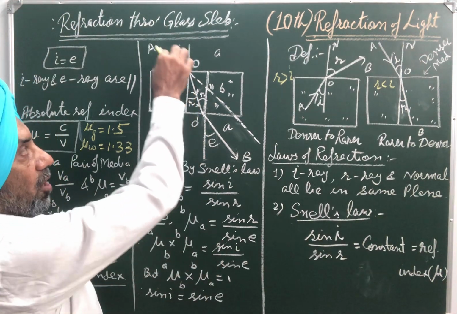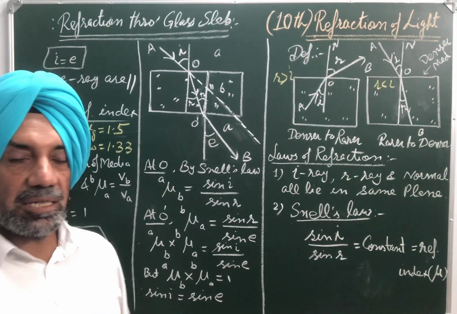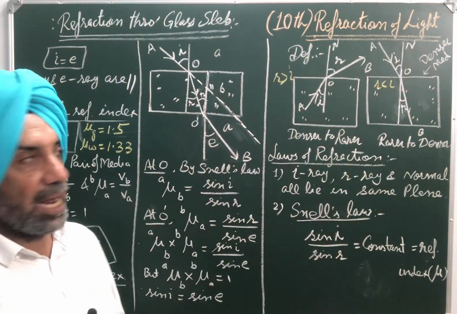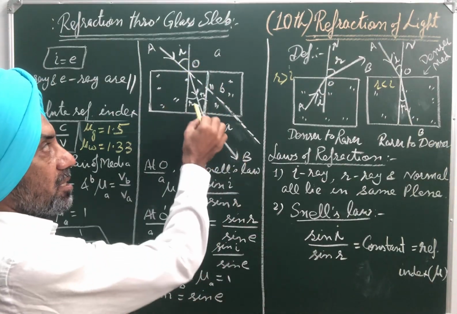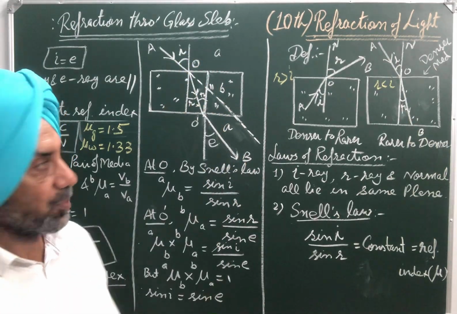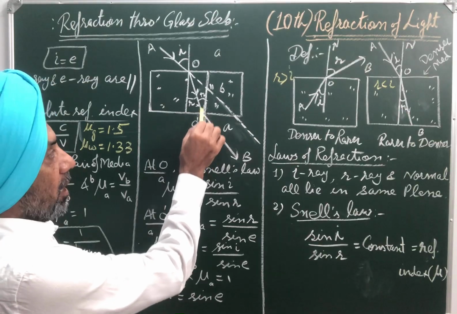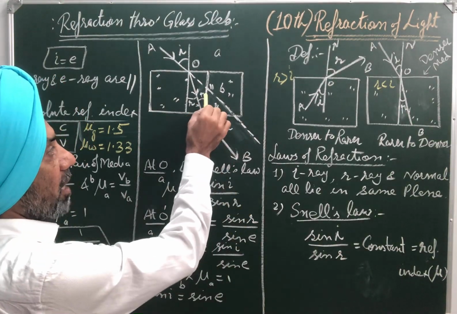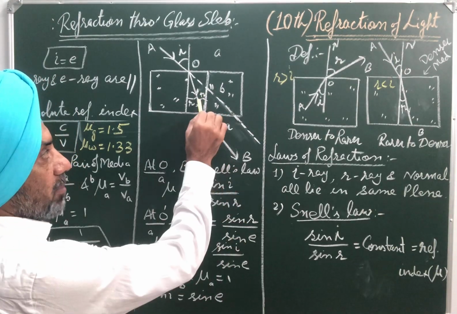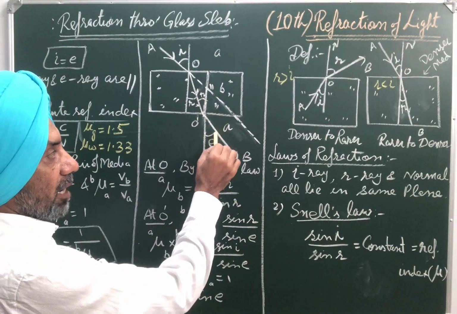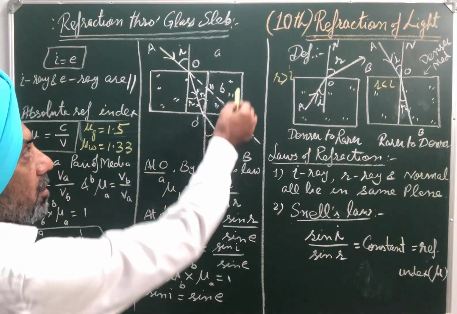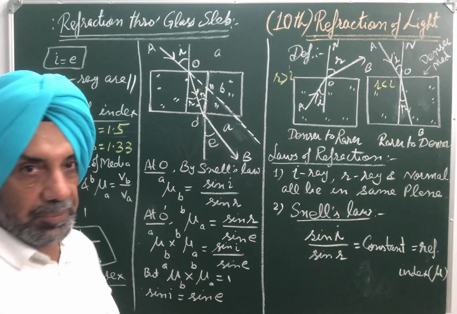So this is the path of the ray of light when it passes through a glass slab, that is, when it gets refracted through a glass slab. i is the angle of incidence, r is the angle of refraction. Now for point O dash, this r becomes the angle of incidence because these two angles are equal. So r becomes the angle of incidence and e becomes the angle of refraction, and it is known as the angle of emergence for refraction through a glass slab.